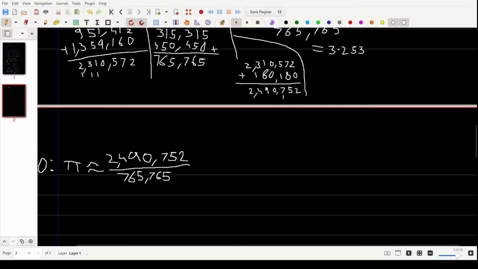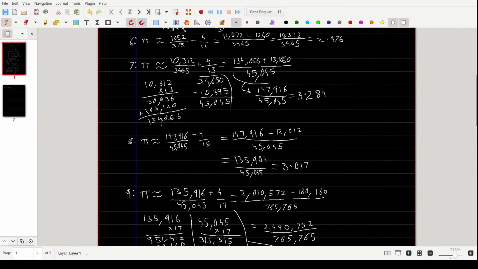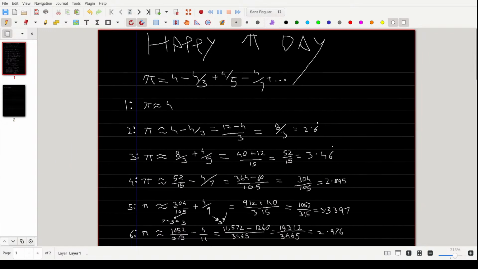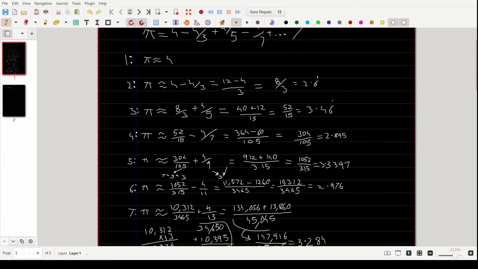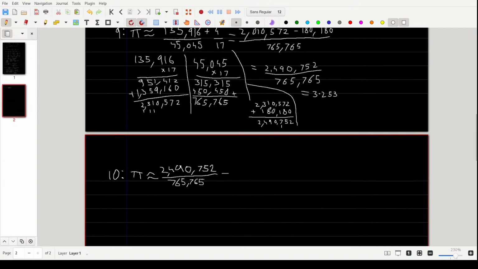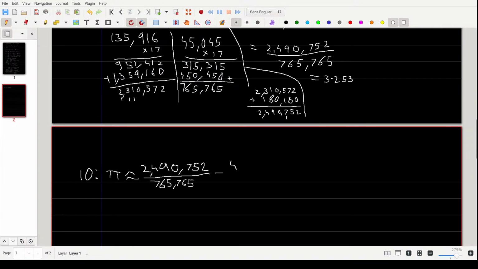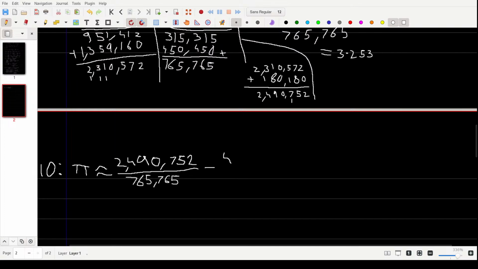There we go. This one is minus, right? So we got plus, minus, plus, minus, plus, minus. So if it's an even number, it's minus. So this is minus 4 over 19. For fuck's sake, it's another prime number.